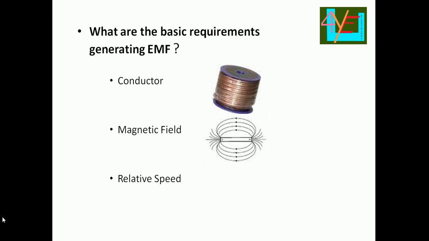From this, for the conductor, magnetic field, and relative speed, these are the three things we need to generate the EMF, whether AC or DC. So the three things are needed to generate the EMF.